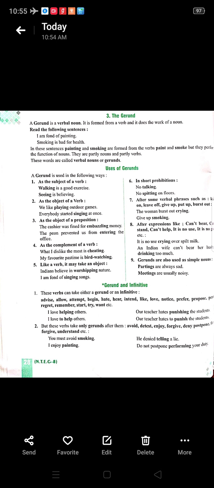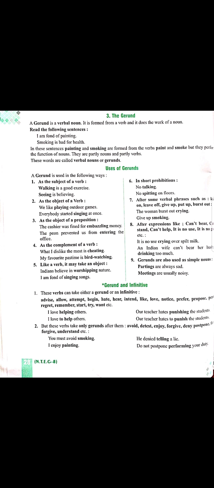Students, yesterday I started our chapter number 5, that is non-finite forms of verbs, where I discussed infinitives and participles. And today I am going to discuss our last topic, that is the gerunds. So what a gerund is, students, do listen very carefully: a gerund is a verbal noun.